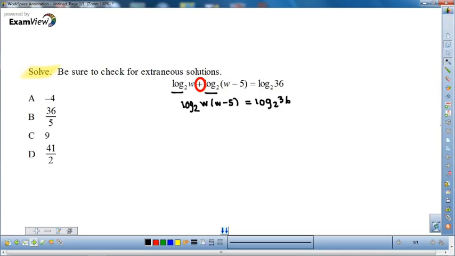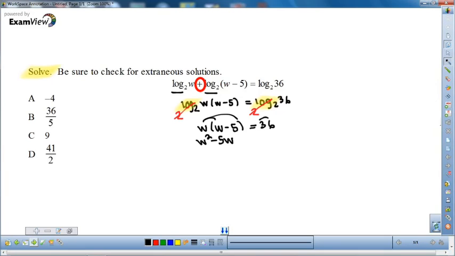Now I'm going to get rid of my log base 2. In order to do that, I do the inverse, which is to take 2 as my base and make those exponents. So these are going to cancel, and I'm left with w times w minus 5 equals 36. So I'm going to distribute the w.